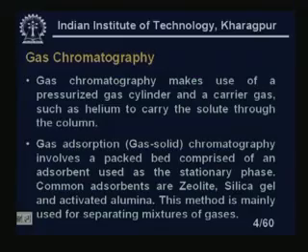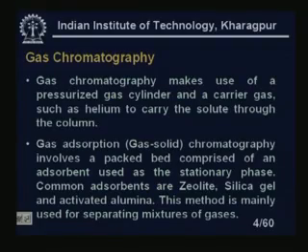Gas adsorption, that is gas-solid chromatography, involves a packed column comprised of an adsorbent used as a stationary phase. Common adsorbents are zeolites, silica gel and activated alumina. These are the most common sorts of adsorbents used in chromatography. This method is mainly used for separating mixtures of gases, right.